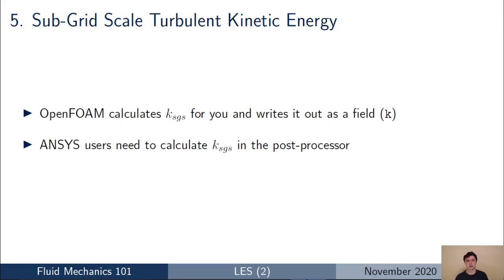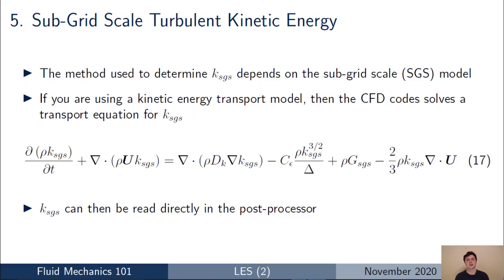But if you're an ANSYS user or some other CFD codes, you need to put in a bit more work in order to calculate the subgrid scale turbulent kinetic energy, and you can do that in your post-processor. The reason that it's difficult to determine the subgrid scale turbulent kinetic energy is that the method that you use depends on the subgrid scale model that you've selected. So if you've got the Smagorinsky model or a dynamic turbulent kinetic energy model or something different, you're going to need a different method to extract the subgrid scale turbulent kinetic energy, and that's why it's difficult.